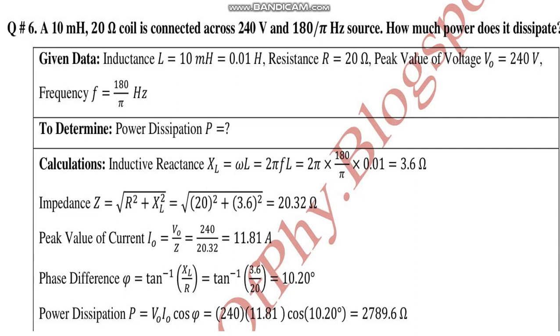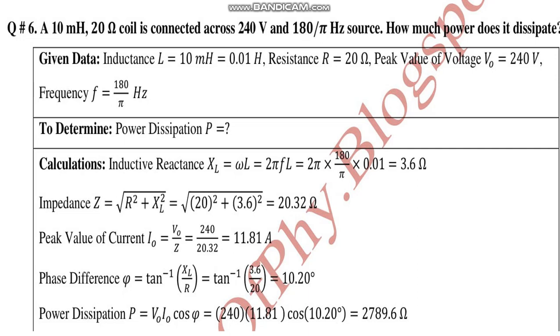So inductive reactance XL is equal to omega L. Omega is angular frequency. We put the value in here. After putting the value, we get the answer 3.6 ohm. Impedance Z is equal to under root R square plus XL square. We also know the values. R is 20 ohm, and XL has a value 3.6. After putting the values and solving this, we get the answer 20.32 ohm.